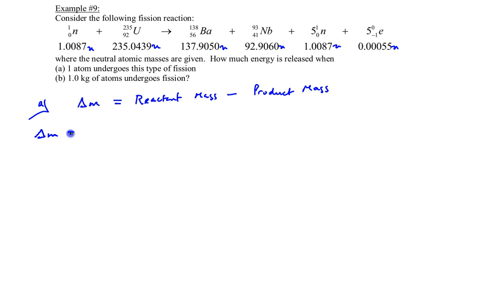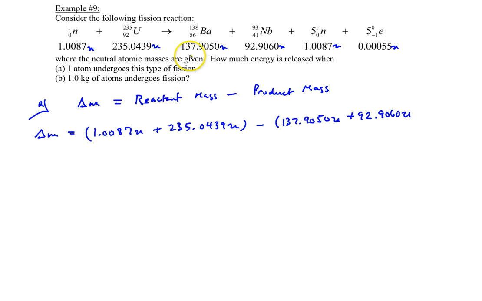So the mass defect would be, well, we're going to take 1.0087 U's plus 235.0439 U's. So that's our reactant mass, and then subtract all of these. I've got the first two written, but these two are where people typically make mistakes. You have to remember that your equations should be all balanced out. Sometimes you might need to figure out how many neutrons were released in here. But if you look at conservation of mass number, this is 236.